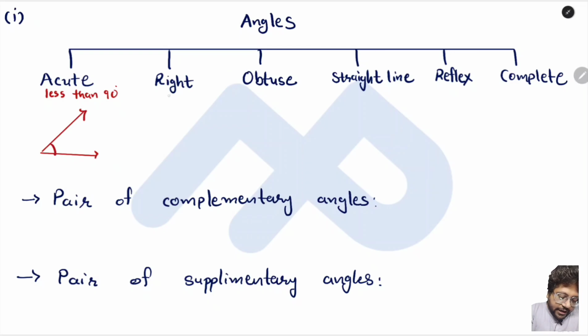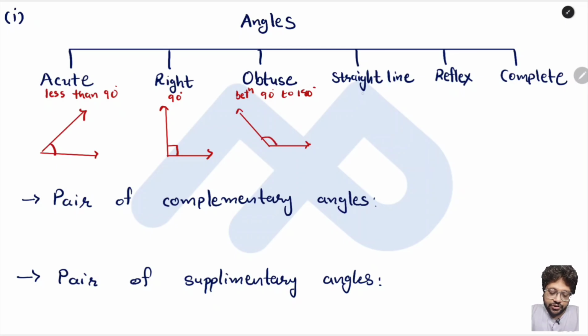Then comes the right angle. Right angle means exactly equal to 90 degrees. So if you sketch it, it looks somewhat like this, yeah. And we show it as a square, which signifies that it's a right angle. Then there is an obtuse angle. Obtuse angle is when it is between 90 to 180. Between 90 to 180 is called an obtuse angle. So it looks like this. Clear? So this is an obtuse angle.